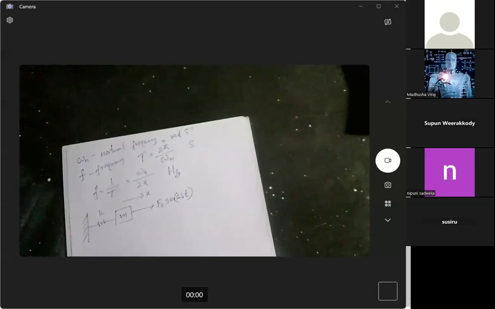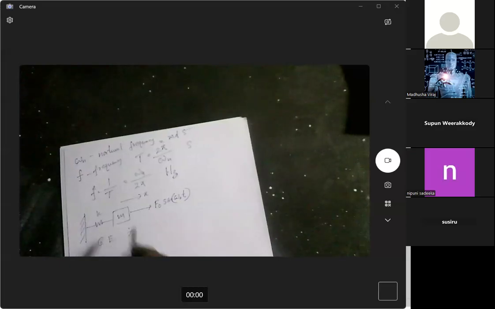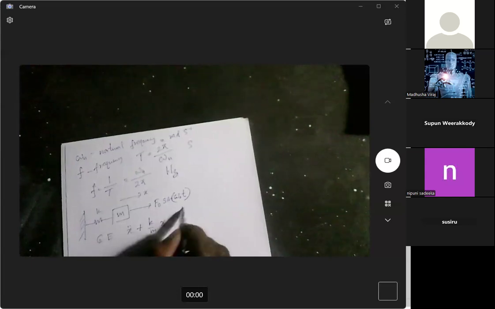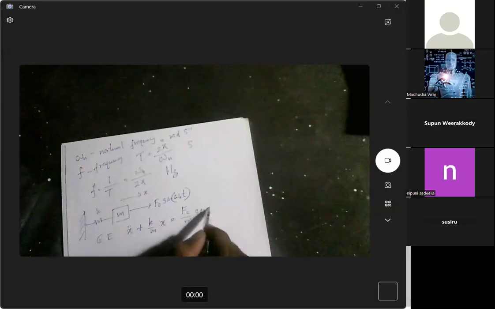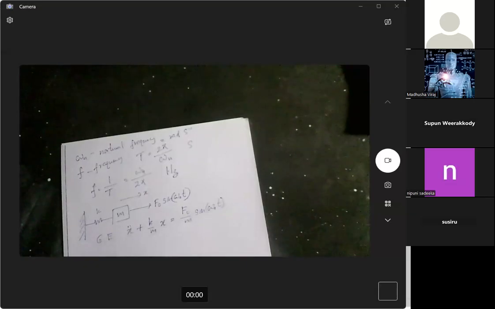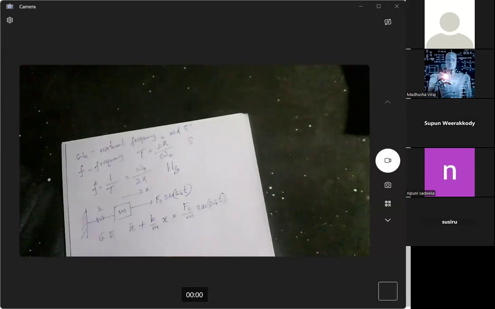Did you find the solution? So what is the governing equation for this case? X double dot plus K over M x equals F naught over M sine omega naught t. Right? And as we discussed, this is non-homogeneous.